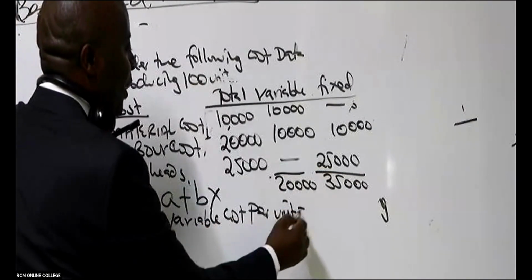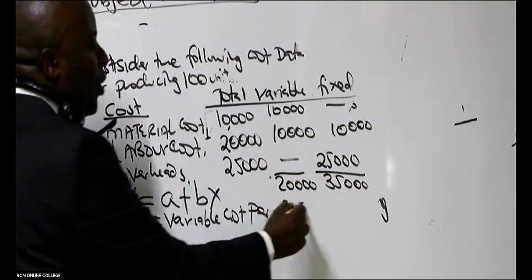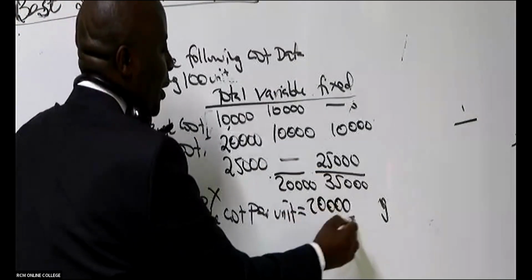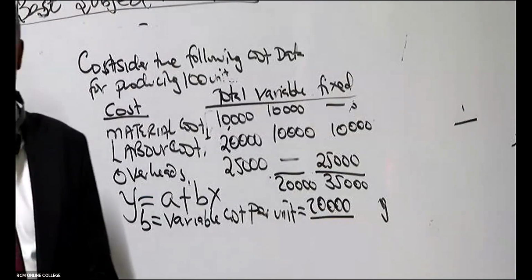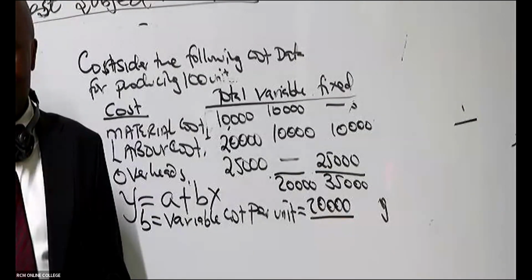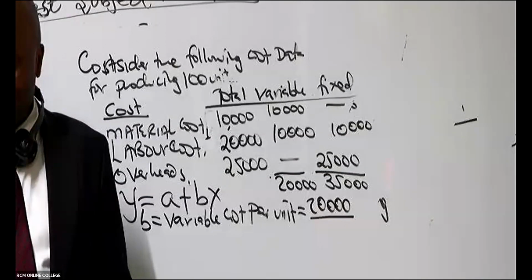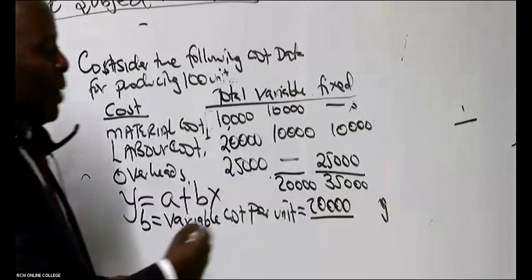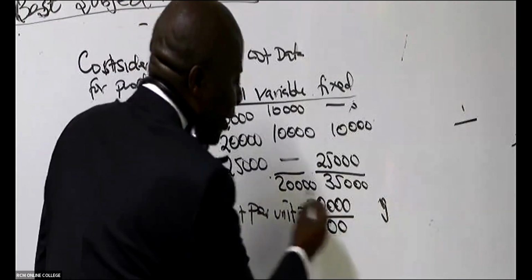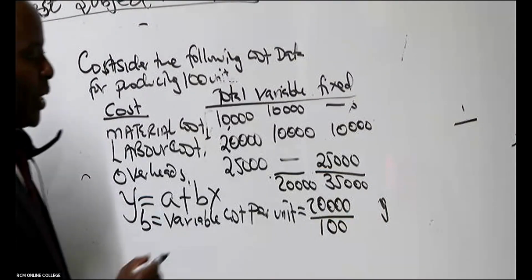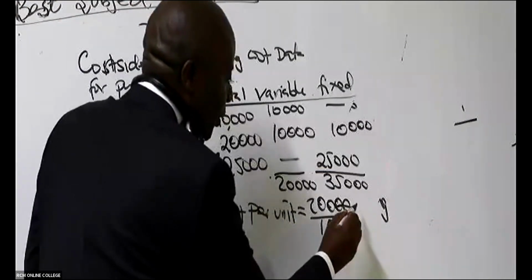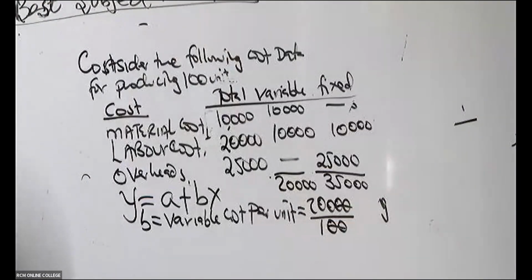Per unit. That means I will take this variable cost of 20,000, which was used to produce how many units? I want the variable cost for each unit. So I'll take this 20,000 and divide by 100. Then the 2 will go, meaning that our B equals what?